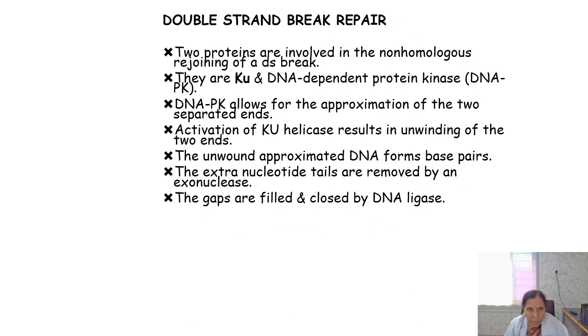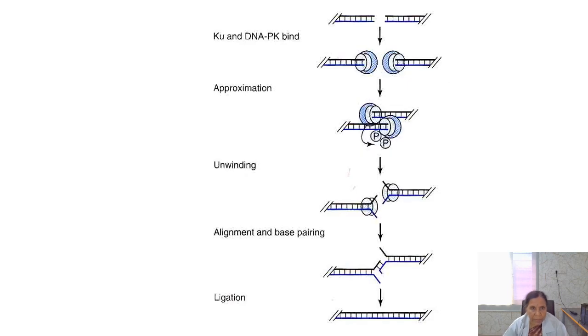Double strand break. Two proteins are involved in the non-homologous rejoining of the break, and they are KU and DNA dependent protein kinase. DNA PK allows for the approximation of the two separated ends, and the activation of KU helicase results in unwinding of the two ends. The unwound approximated DNA forms base pairs. The extra nucleotide tails are removed by an exonuclease, and then the gaps are filled and closed by DNA ligase.